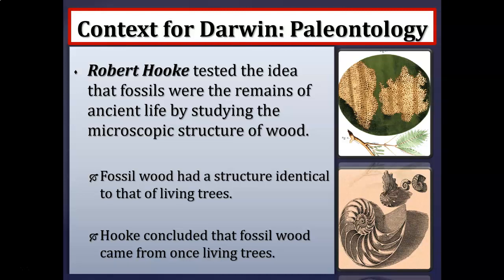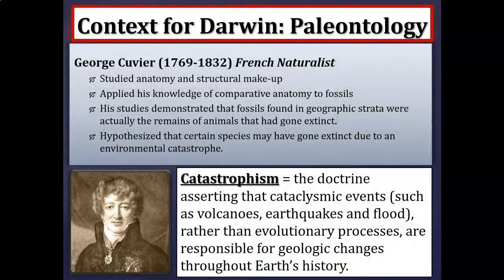All right, so let's talk next about paleontology. Paleontology is the study of fossil remains. Here in this class, we'll mainly be doing human paleontology, so the study of human fossils. Robert Hooke tested the idea that fossils were the remains of ancient life by studying the microscopic structure of wood. He found that fossil wood had a structure that is identical to that of living trees. And from that, Hooke concluded that fossil wood must have once come from living trees. So a very basic idea, but the idea that the fossil record is going to allow us to study the process of evolution because we can look at organisms that lived millions of years ago.